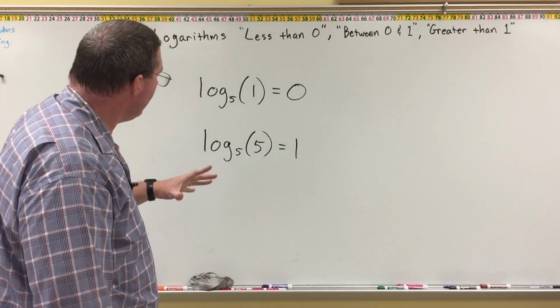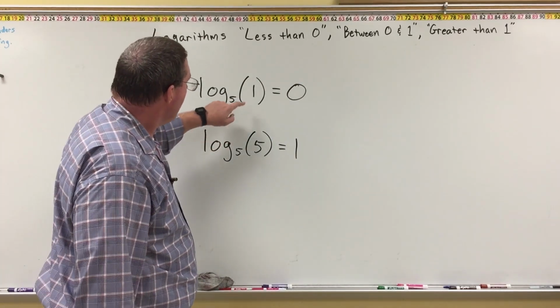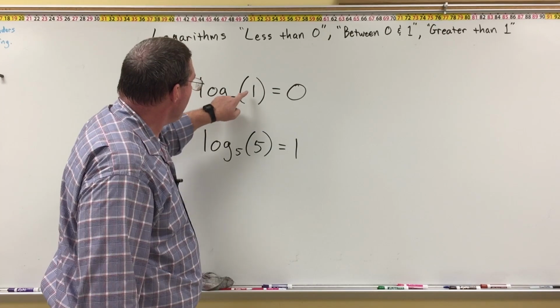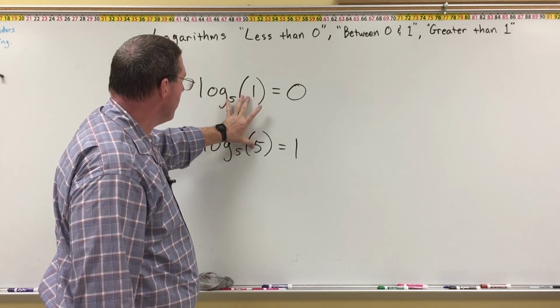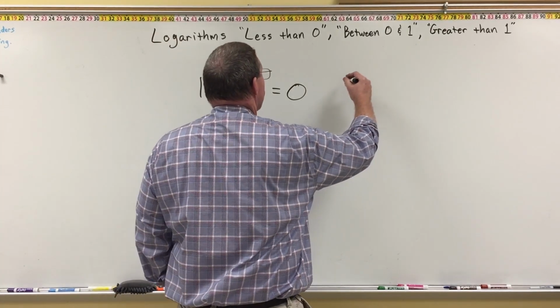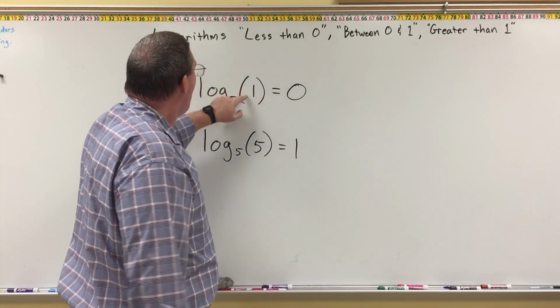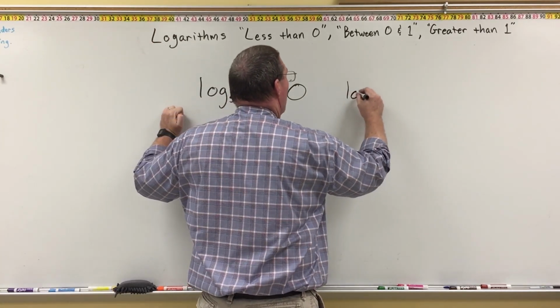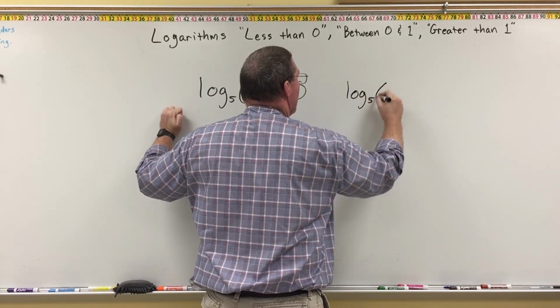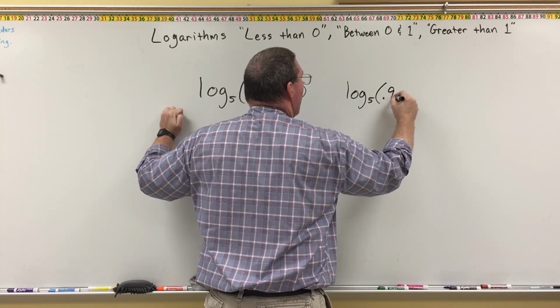And so here's what I'm telling you: for log base 5, if the argument, the product that's inside the parentheses here, let's start with what would happen if the number was less than 1. What if we had log base 5 of, let's say, 0.9?